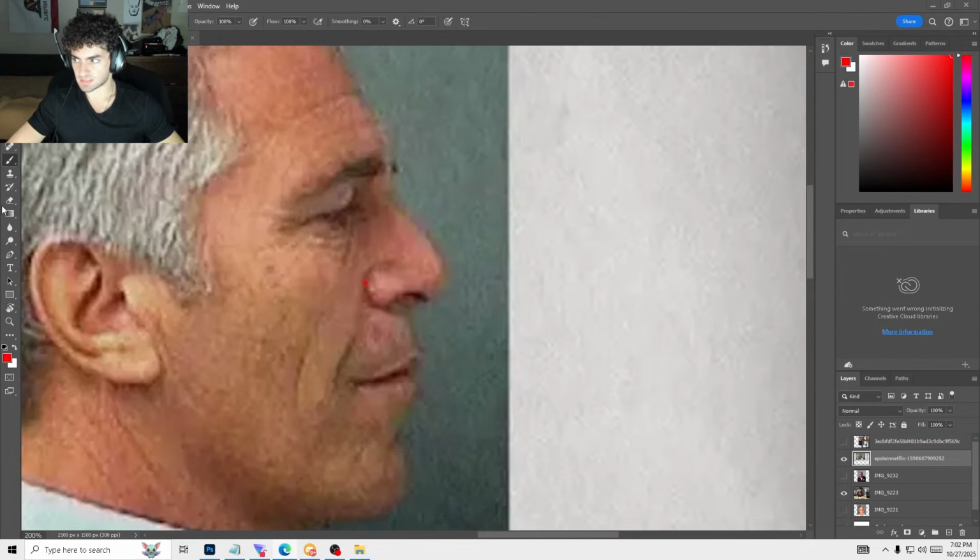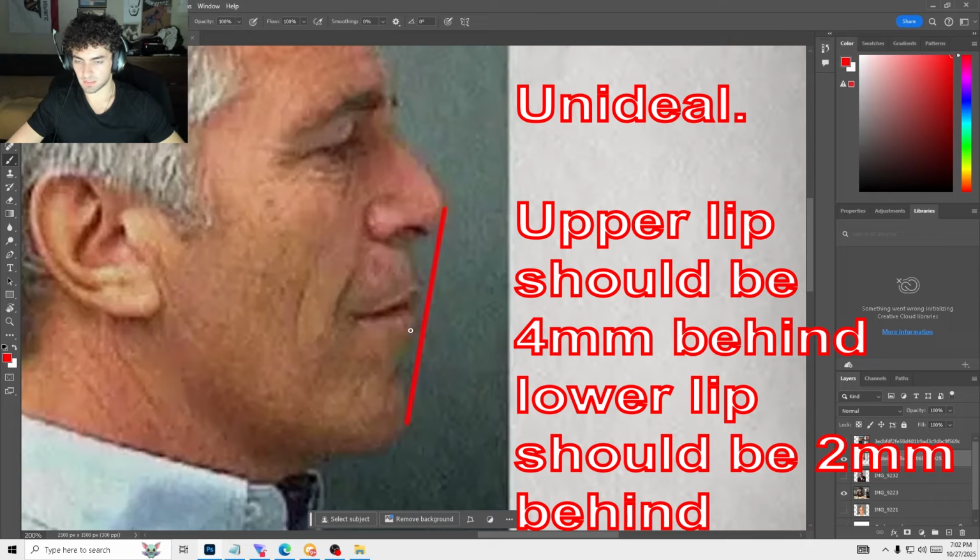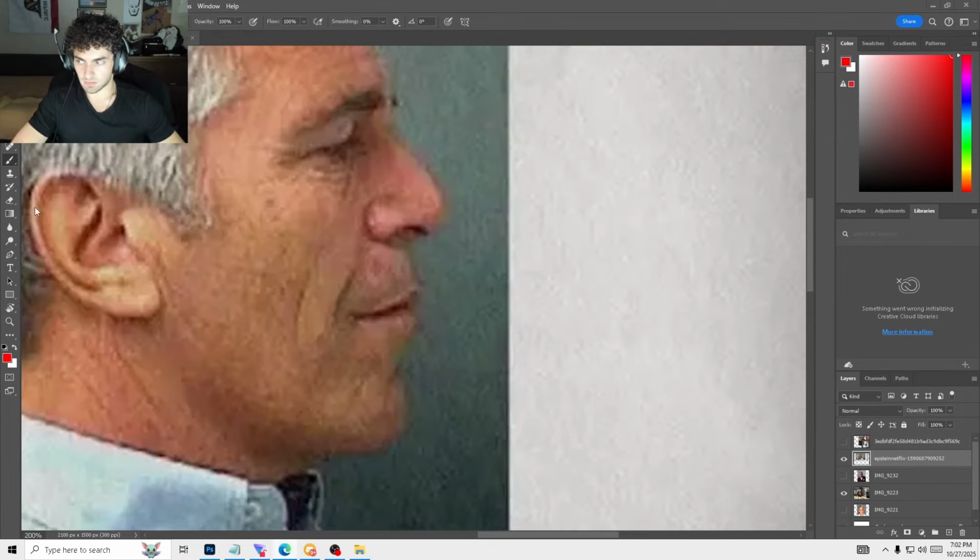Next is the Ricketts E line, which is a lip assessment. Ideally for the Ricketts E line, you want the upper lip to be 4 millimeters behind and the lower lip to be 2 millimeters behind, but they're kind of equidistant from this line, and if anything, the upper lip is closer, so he actually fails that one. The next one is the Holdaway H line, which he is ideal on because you take it from the upper lip to the tip of the chin, and you ideally want the lower lip to just be touching this, which he's perfectly ideal on.